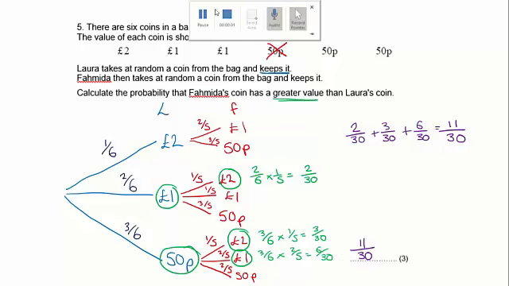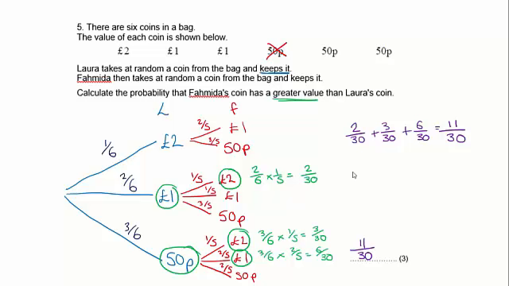Okay, so this is a 3-mark question. Your first mark is for working out one of these probabilities. Your second mark is for having the 3 of them and trying to add them together. And your final mark is an answer mark, so getting 11/30.